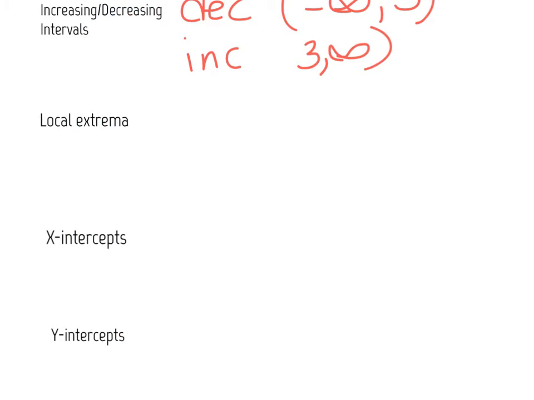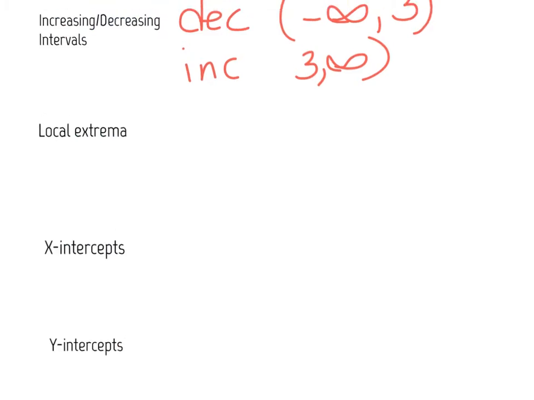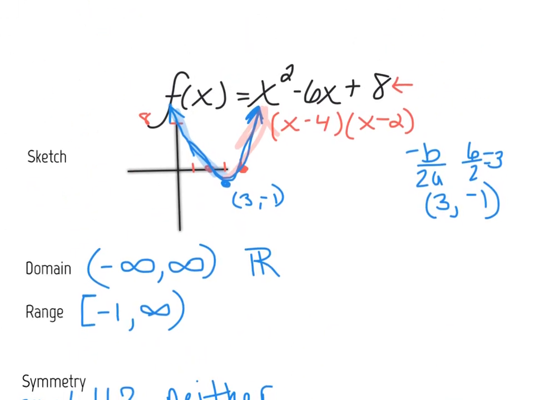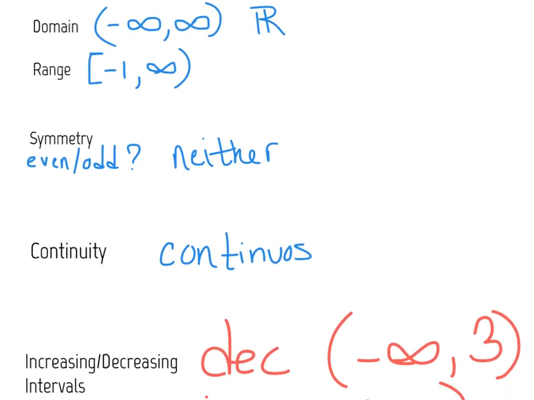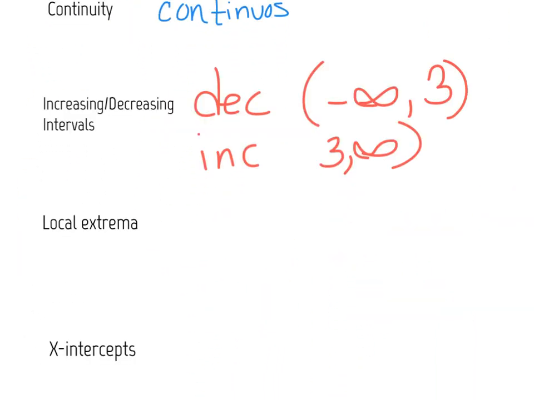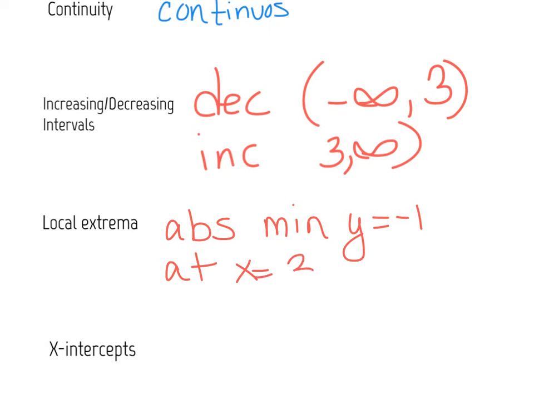Next, we're being asked for extrema and then our x and y intercepts. So let's look back at our graph. Extrema: it's going forever up, but it does have a minimum value, and this would be an absolute minimum at the vertex. So again, I'm going to write that. Sorry for how the screens are jumping around a little bit in this video. I have an absolute minimum of y equals negative 1 at the x value 3.